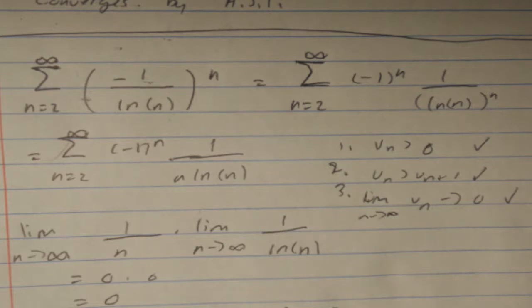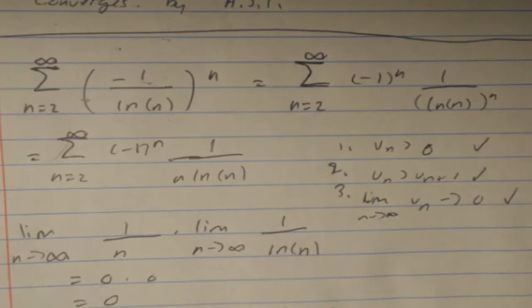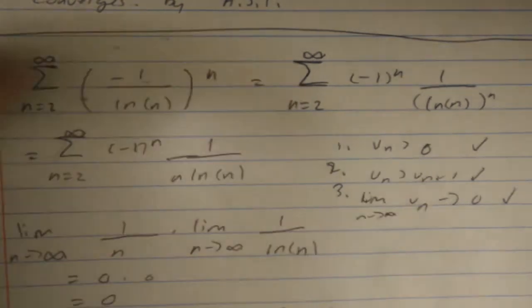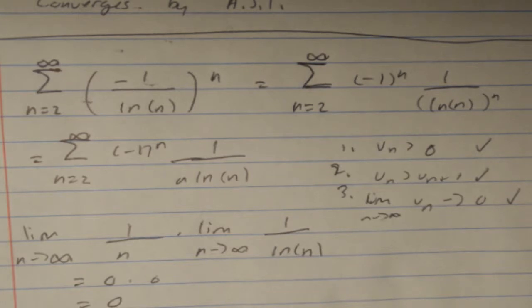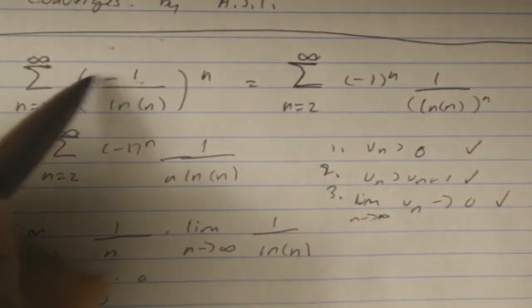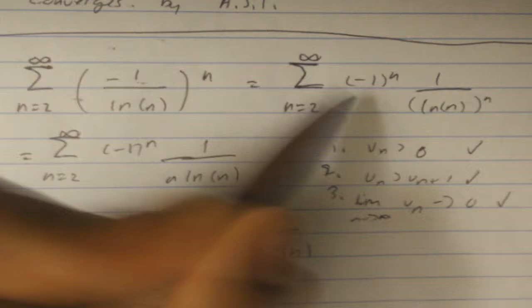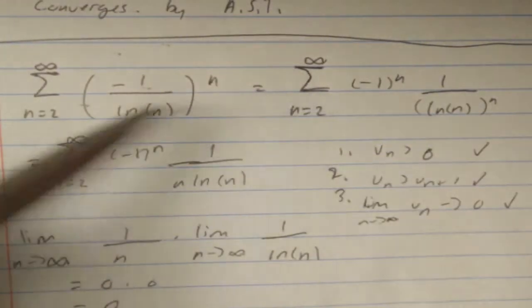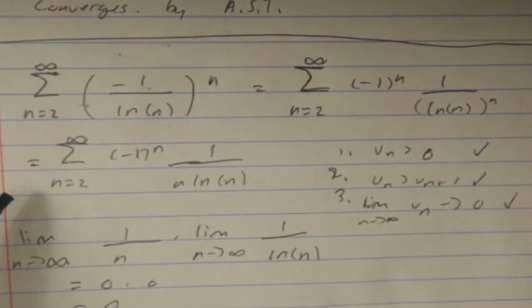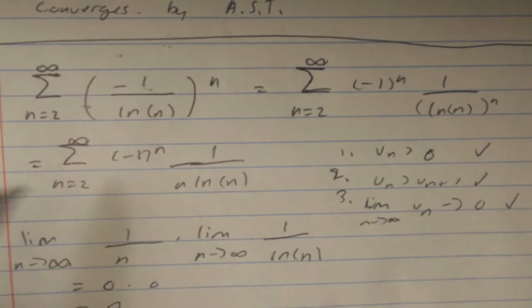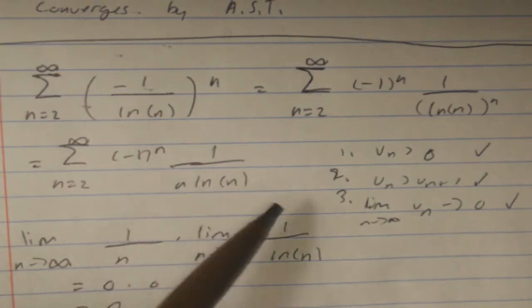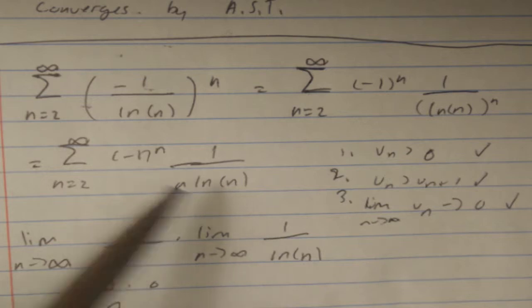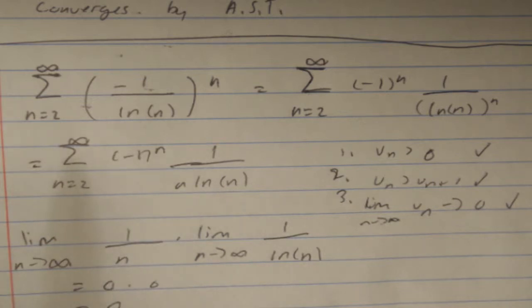All right, so we have the sum from n equals 2 to infinity of negative 1 over natural log of n, to the nth power. We can put this in this form: we can take the negative 1 to the n out, and we have this now. And then with some more algebra, it becomes 1 over n to the ln n, using the power rules for logarithms.